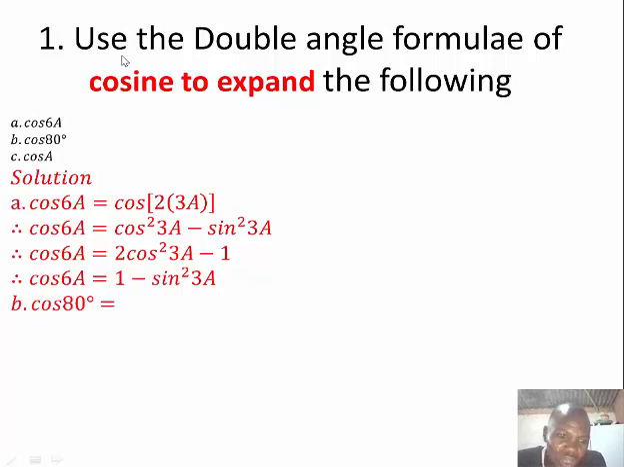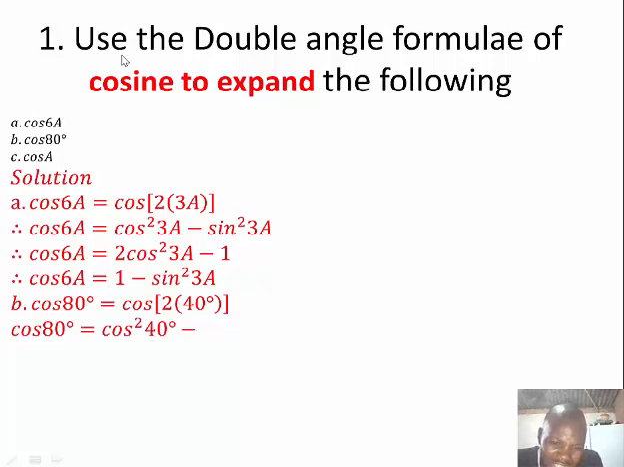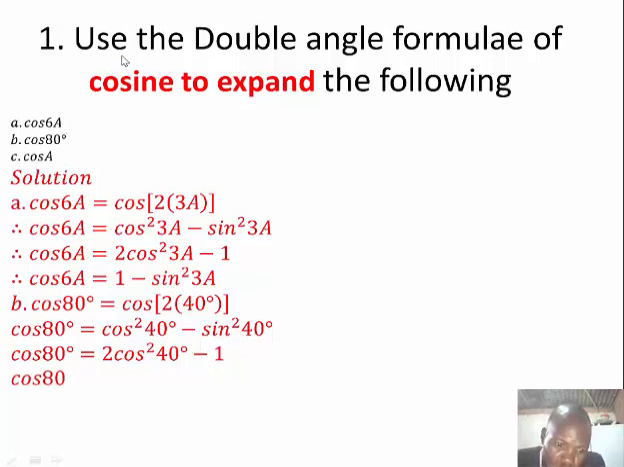For B, you'll have cos 80 equals cos 2 times 40 to expand, right? So when you have expanded, cos 80 is the same as cos squared 40 minus sine squared 40. So this is your alternative 1. For alternative 2, you have 2 cos squared 40 minus 1, right? So now you know cos 80 again is equal to 1 minus 2 sine squared 40. So you have actually dealt with this very well.